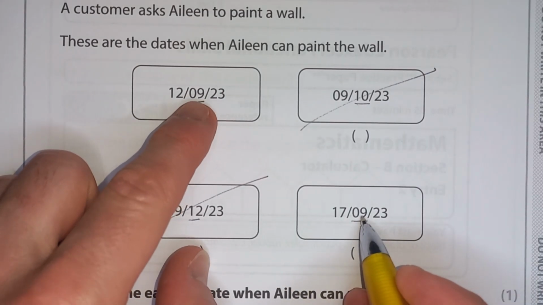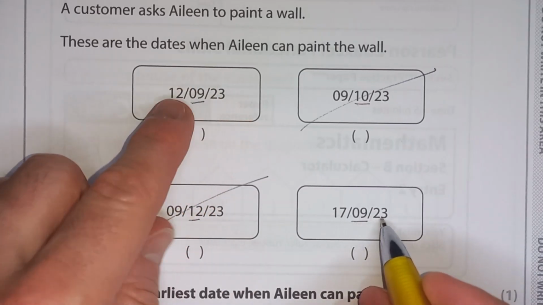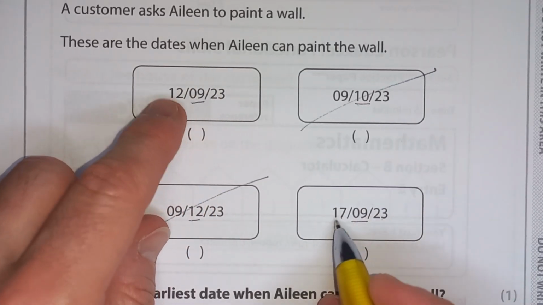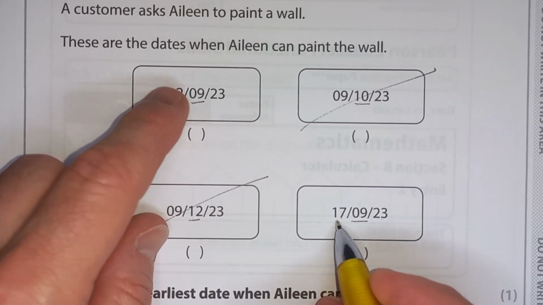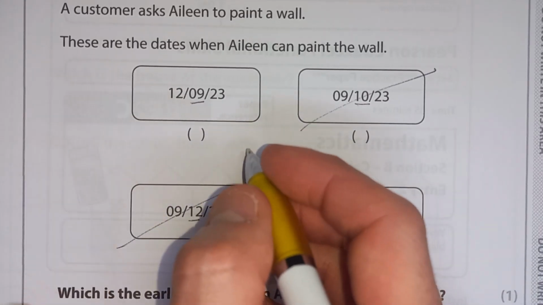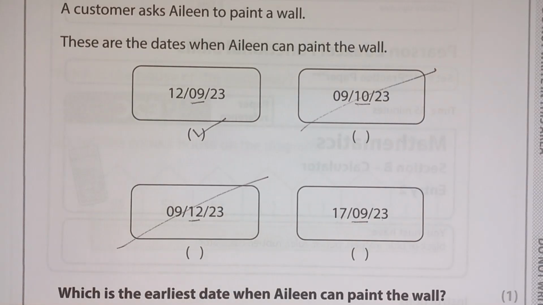So if the months are the same and the years are the same, we look at the date, the day bit. Okay, this is the 12th, this is the 17th. Well, 12 comes before 17, so that's going to be the earliest one. And that's all thereafter. Which of these dates comes first?